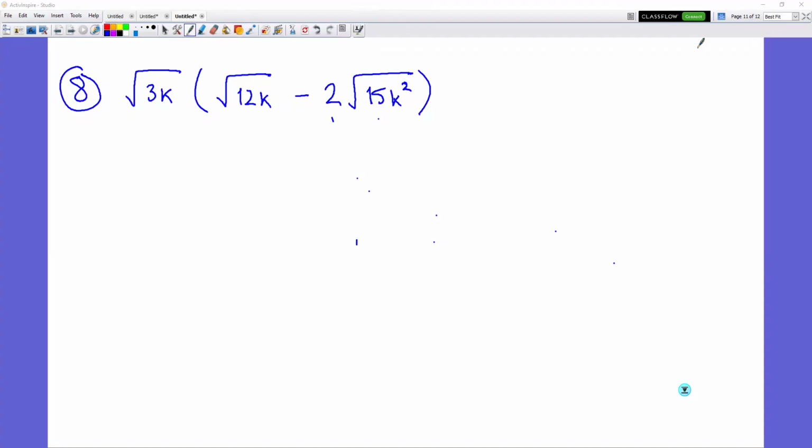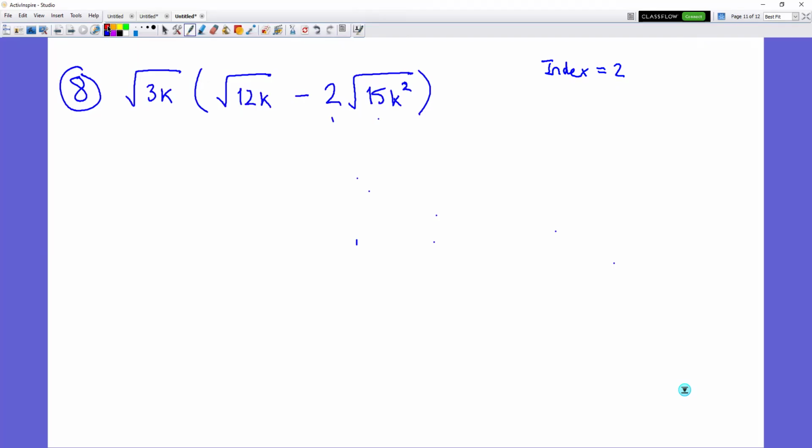All right, so here's our next problem. We're almost there at the end. Okay, so we have a square root of 3k that's outside of a set of parentheses, which has a binomial in it. So what we're going to do is distribute the square root of 3k into this parentheses. And we could do that, remember, because all of the radicals have the same index. The index is going to be 2. Okay, so let's just go and distribute.